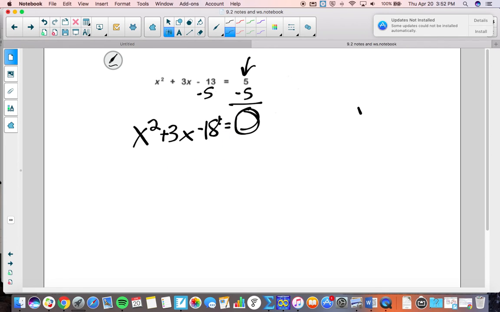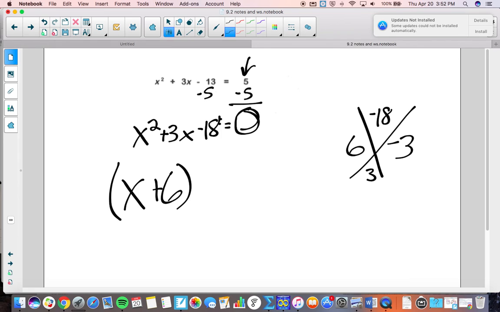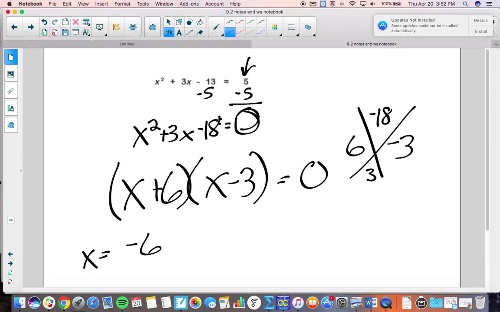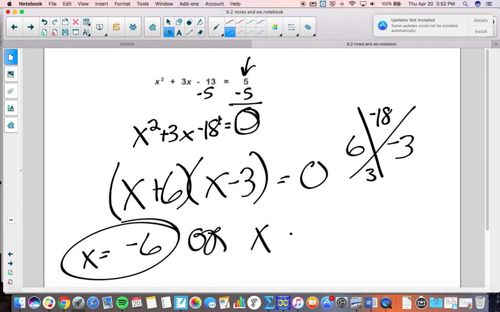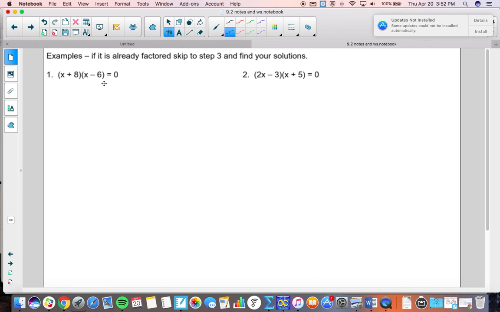So factor. 6 and negative 3. So x plus 6, x minus 3 equals 0. So negative 6 is an answer. 3 makes that other factor become 0. There's our solutions. Bada bing, bada boom. Let me show you something real quick though. How am I doing for time?